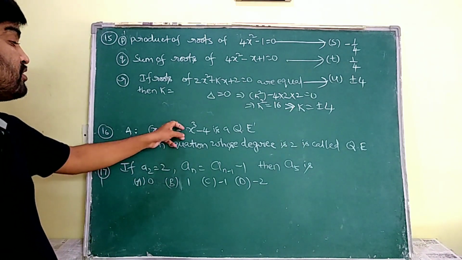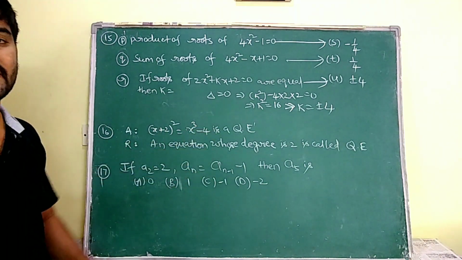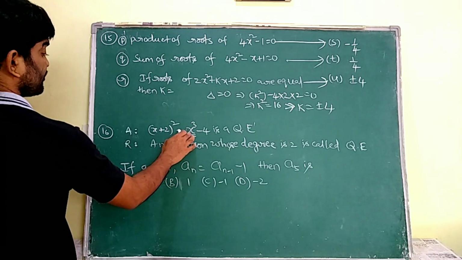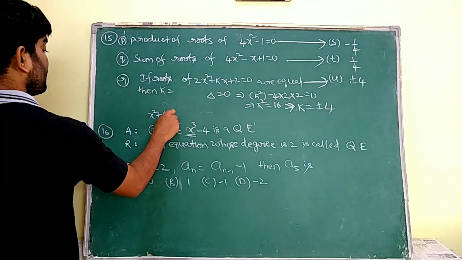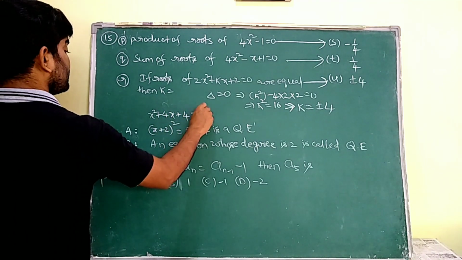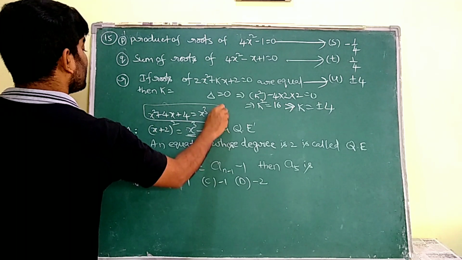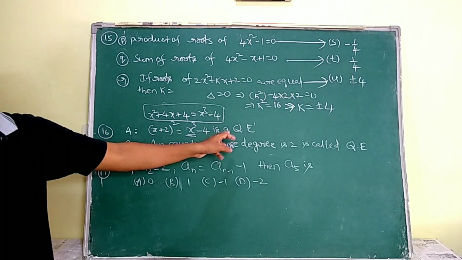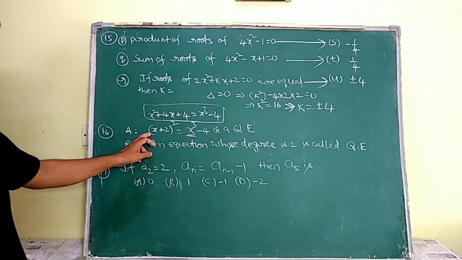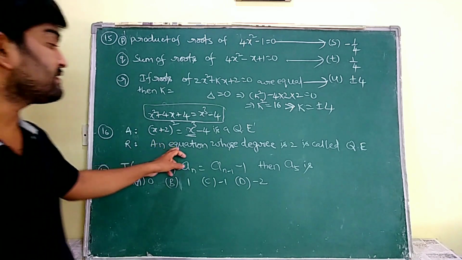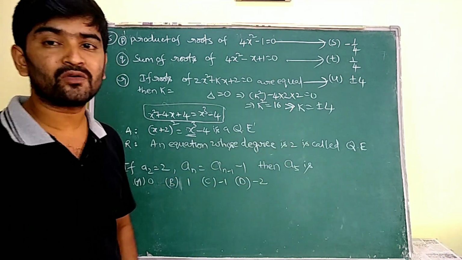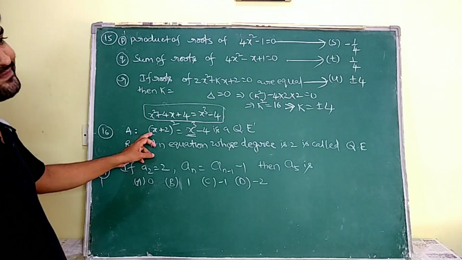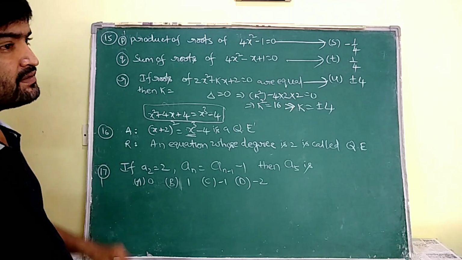See, x plus 2 whole square is equal to x cube minus 4 is a quadratic equation. So it's not a quadratic equation, it is a cubic equation. Why? Because here we have a cubic term. So it is x square plus 4x plus 4 is equal to x cube minus 4. In this polynomial its degree is 3. So that is why it is a cubic equation, but it is given as a quadratic equation. So this assertion is false. Coming to this reason, an equation whose degree is 2 is called a quadratic equation. This reason is true. So assertion is false, reason is true. That is option 4.